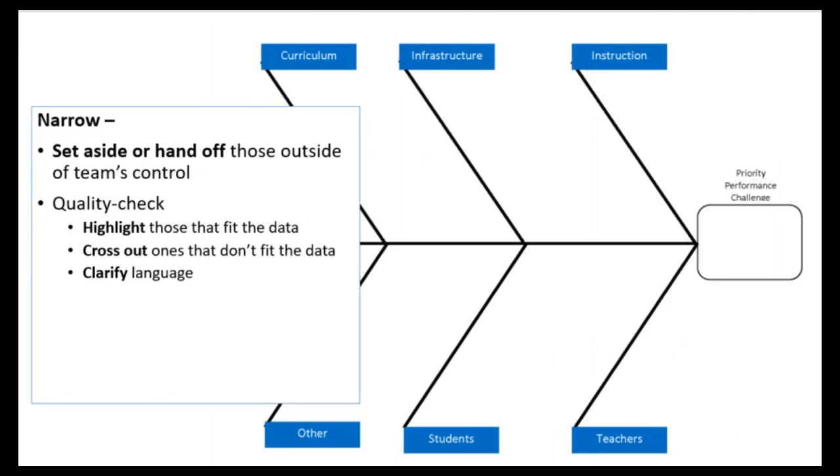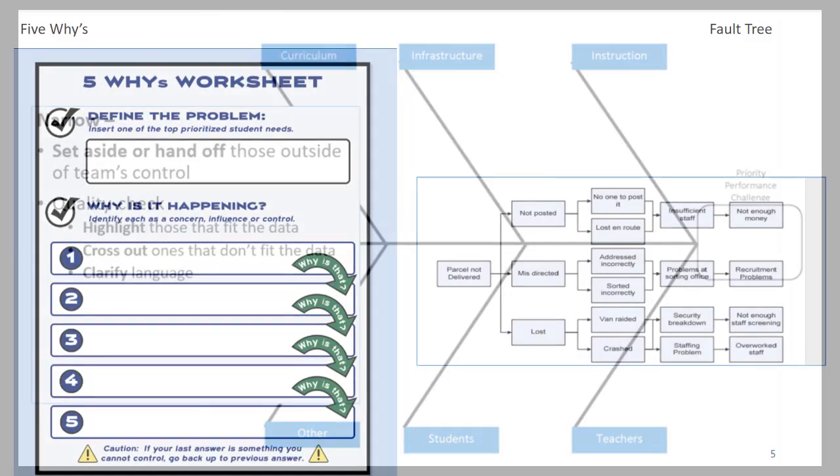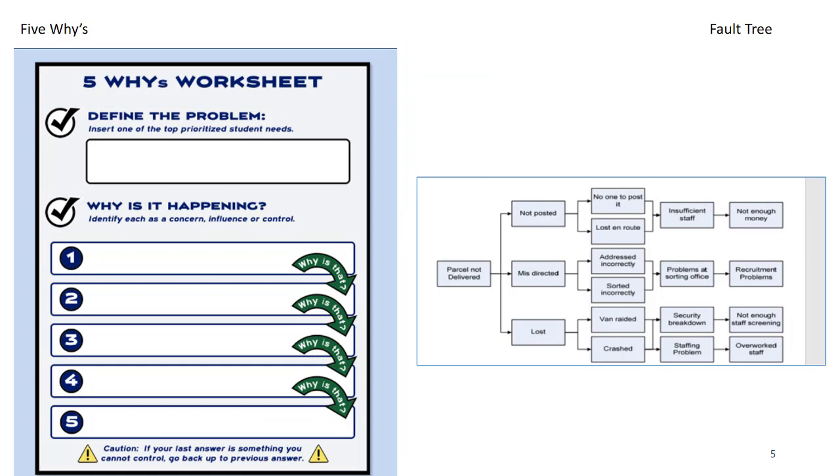Next, narrow the options. Set aside explanations not within the team's control. Rather than dismiss them outright, use them to build context or hand them off to an appropriate other team or leader. Then quality check those remaining. Do they fit logically with the data? Are explanations specific and plausible? Is language clear? Deepen your understanding using 5 whys, a fault tree, or another approach.